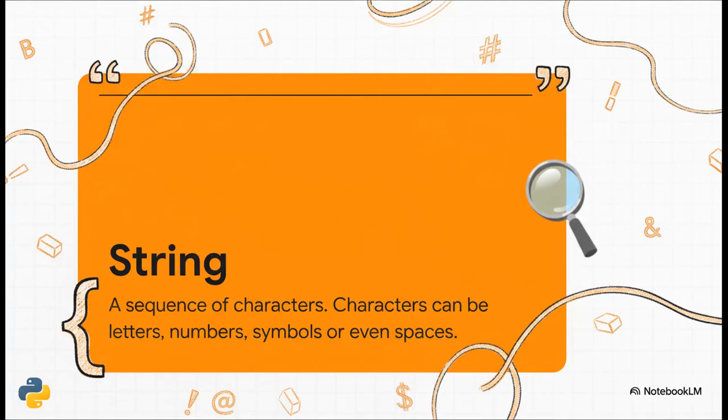Our very first ingredient is the string. Now, it might sound a little technical, but it's really just the programmer's word for text. Seriously, that's it. Your name, that's a string. This sentence I'm saying, it's a string. In Python, if it's words, letters, or symbols, we just call it a string.